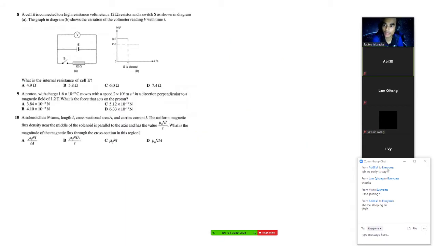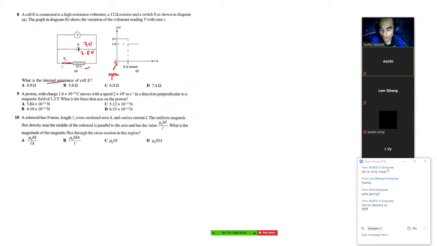8. A cell is connected to a high resistance voltmeter, a 12 ohm resistor, and the switch S, as shown in the diagram. The diagram shows the variation of voltmeter reading V with time. When the switch is open, the voltmeter shows that E is 3.0. But when we close the switch, the cell shows 2.8 volts. So now we want to find the internal resistance of the cell.